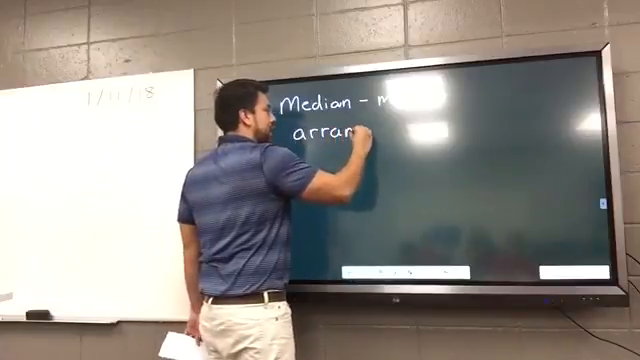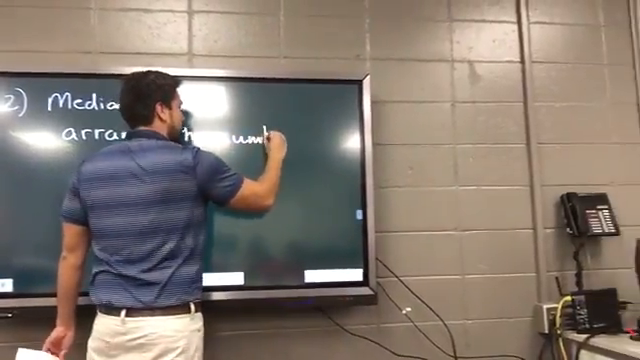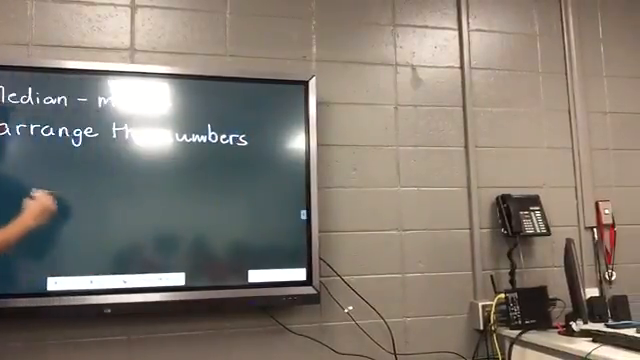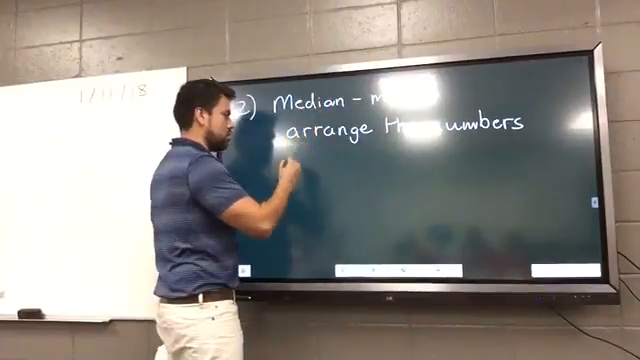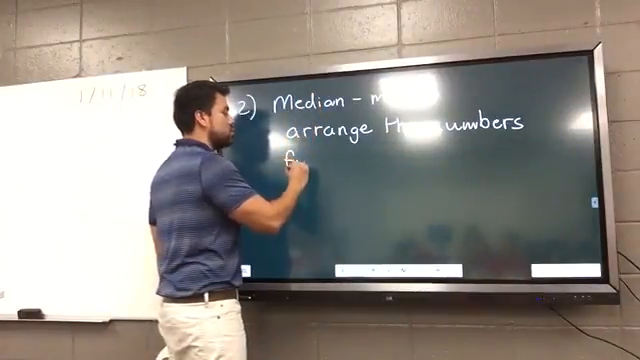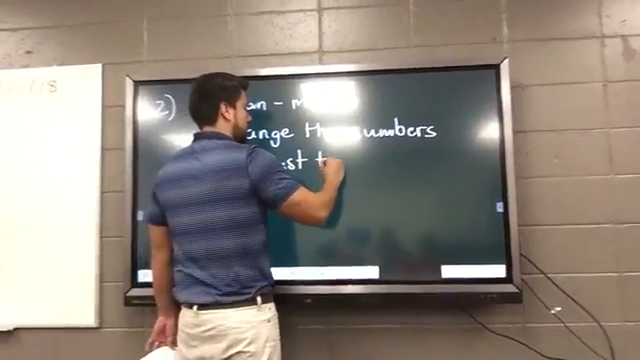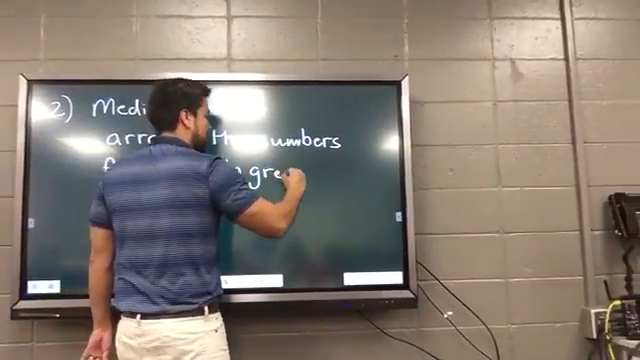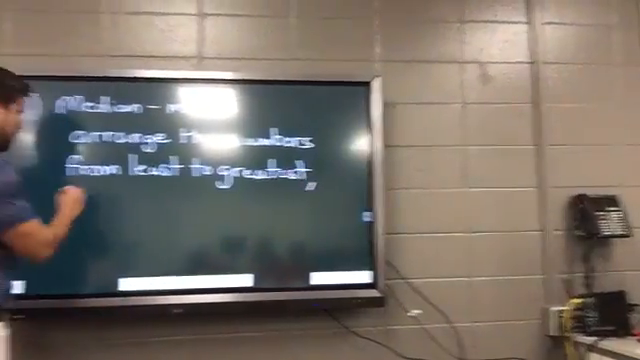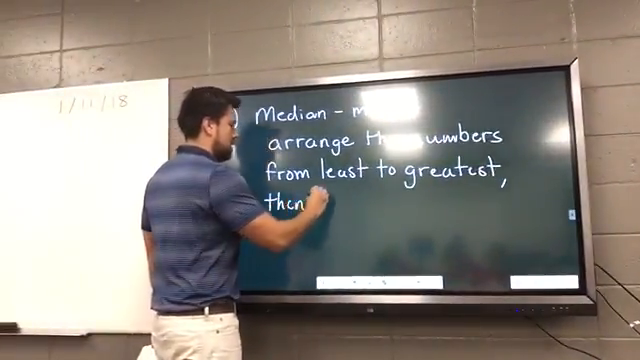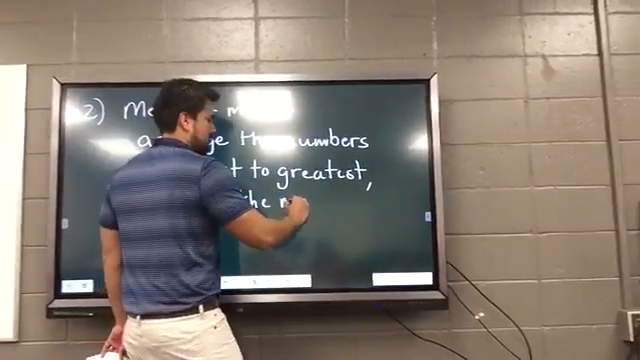Yeah, you got to arrange the numbers. And this is not the only way you can arrange them, but if we all just do it this way, we'll be good. Arrange the numbers from least to greatest. Get them in order. Then you can find the middle number.